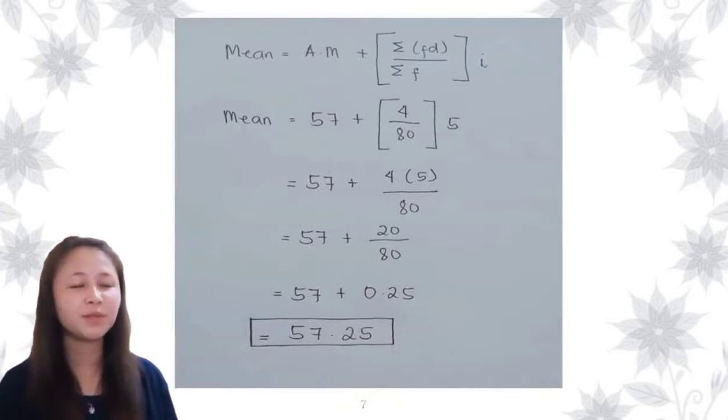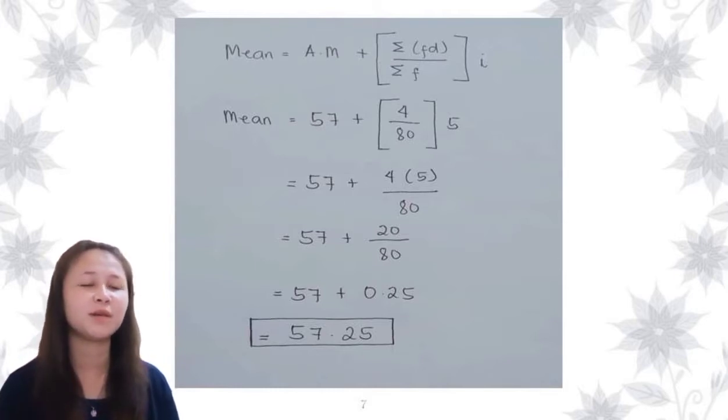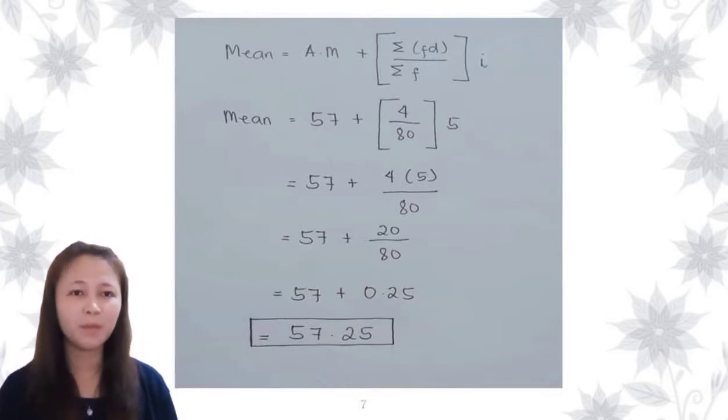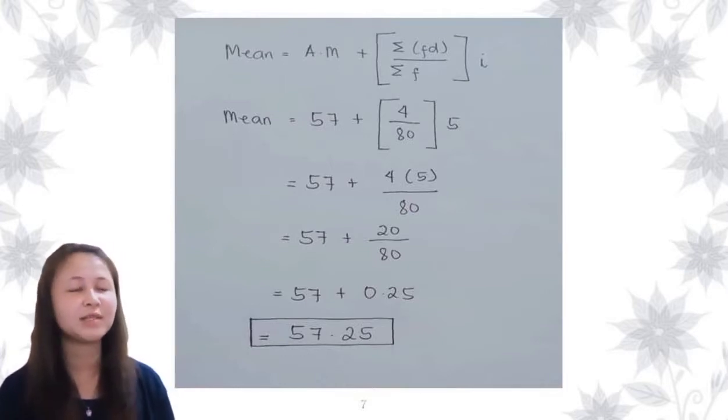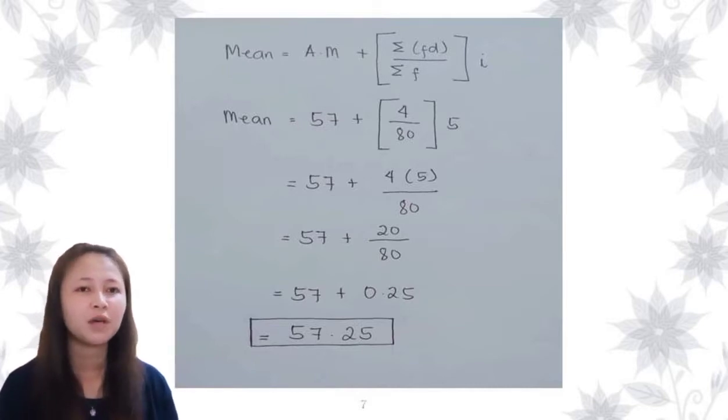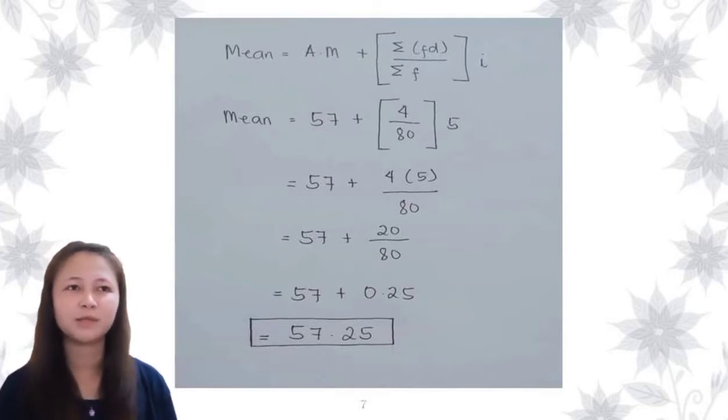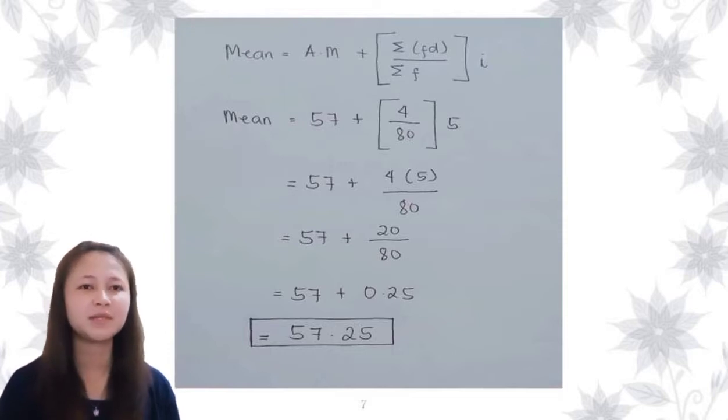So the results or the answers are just the same when we use the long method or the coded deviation method. It's just that the long method is much easier and simpler than the coded deviation method. But the answers are just the same.